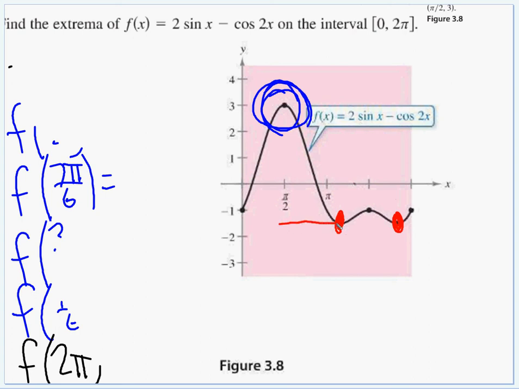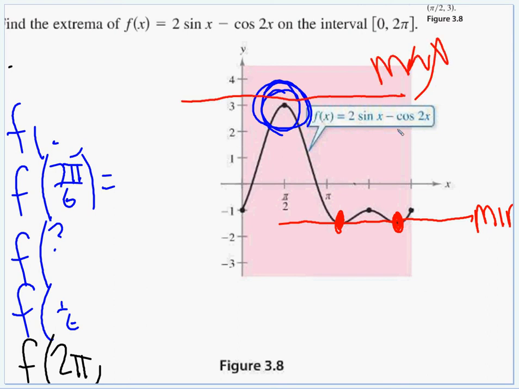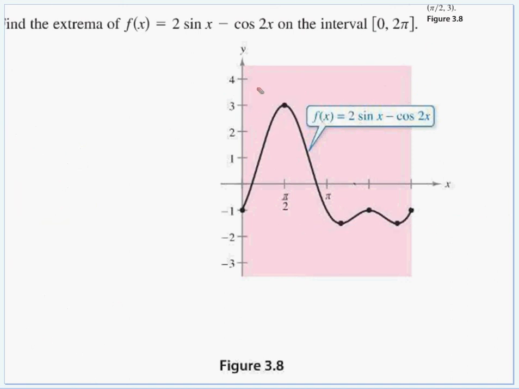Okay, and there's a good intro to 3.1, Extrema on an interval. Take a look at the WebAssign, and next time I see you in class, we're going to do some of these odd problems. I'm looking forward to it. See you.